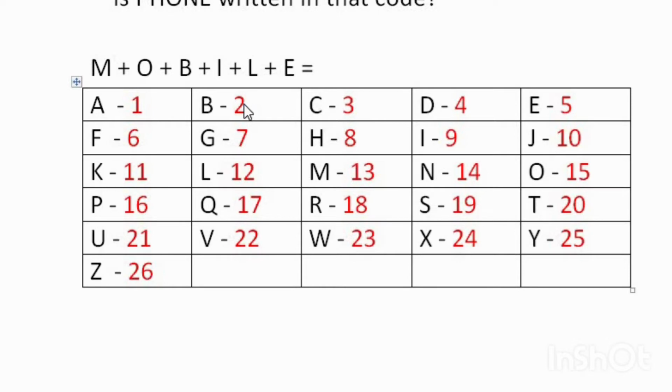In this case, for the word mobile, which letter is M? 13th letter is M, right? O is the 15th letter. B is the second letter. So 13 plus 15 plus 2 plus the value of I, the 9th letter is I. So 9 plus the value of L, that is the 12th letter is L. So 12 plus E, the 5th letter. So the value of E is 5. When you add these numbers, you will get the value as 56.